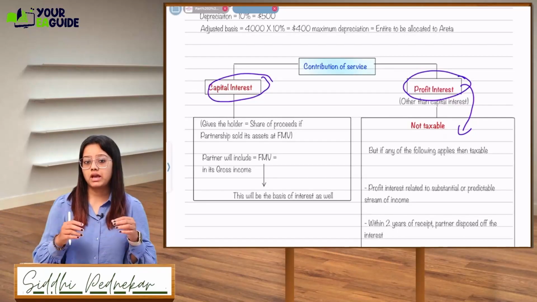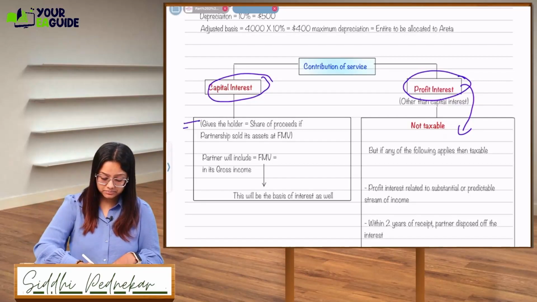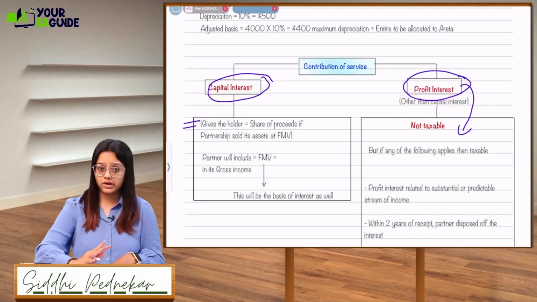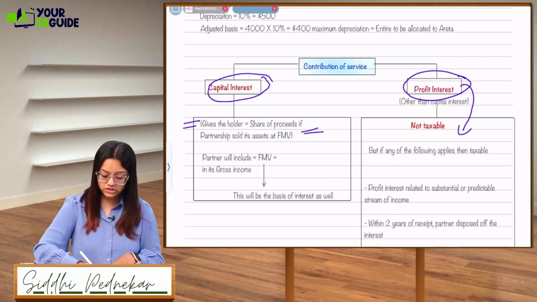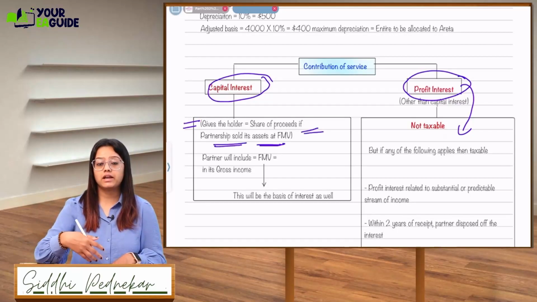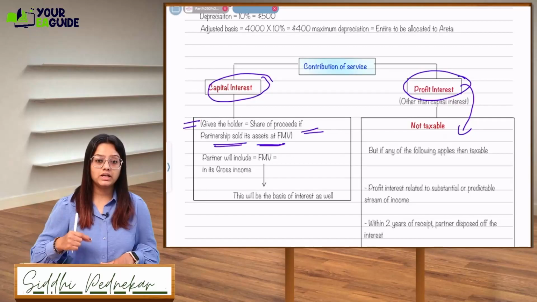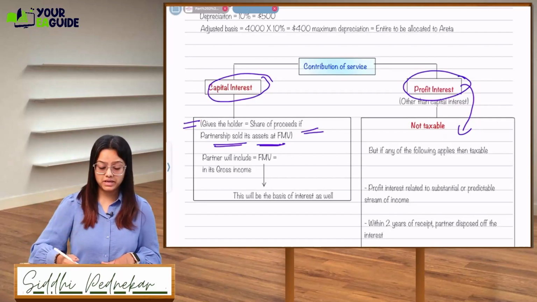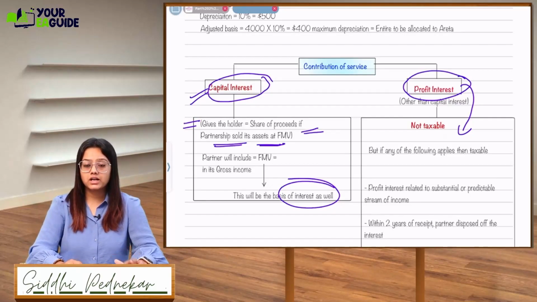But in case of capital interest, you have to check that it gives the holder, whoever is going to receive this capital interest, a share of proceeds of the partnership when it sells the asset at FMV. When they sell the asset in the future, they will get a share of that sale. So the partner will include the FMV in its gross income. This will be the basis of the interest as well. Basis of capital interest will be nothing but the FMV of all the assets.